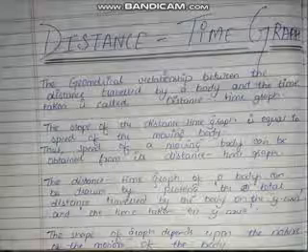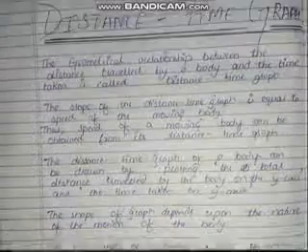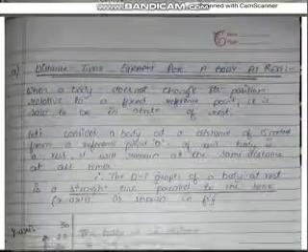The slope of the distance time graph is equal to the speed of the moving body. Now, what is the slope? I'll show you in this figure. This is the y-axis and x-axis. I'll take distance on the y-axis and time on the x-axis. And this red line is the slope of the graph.